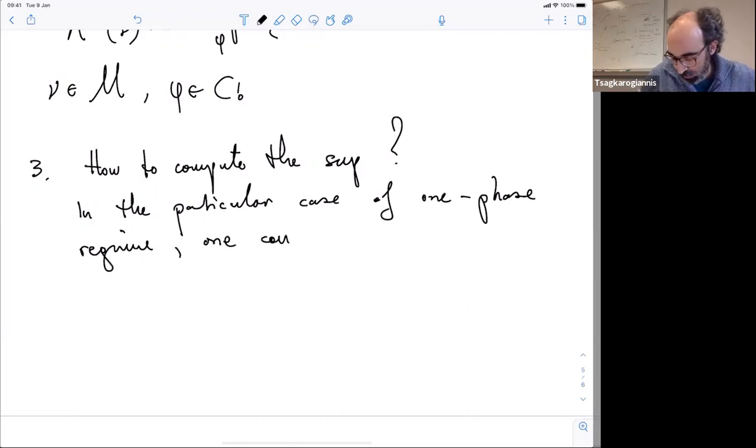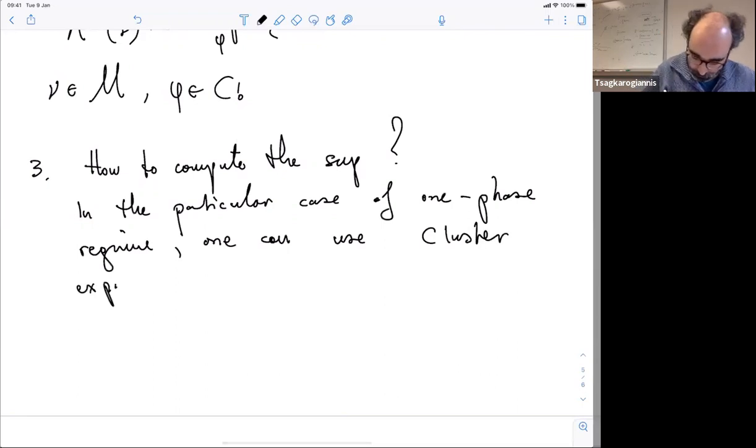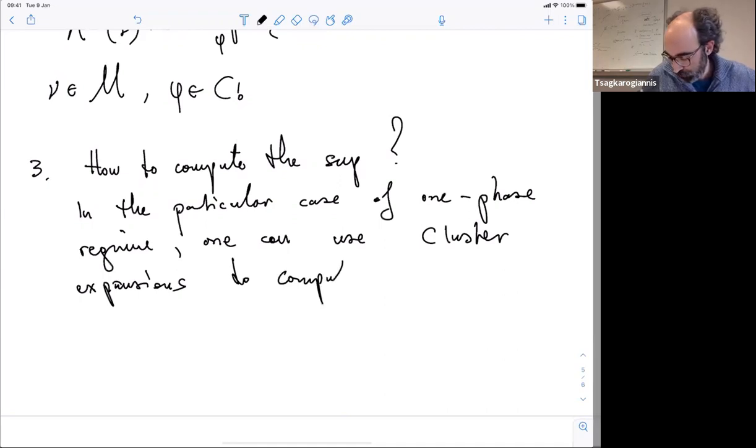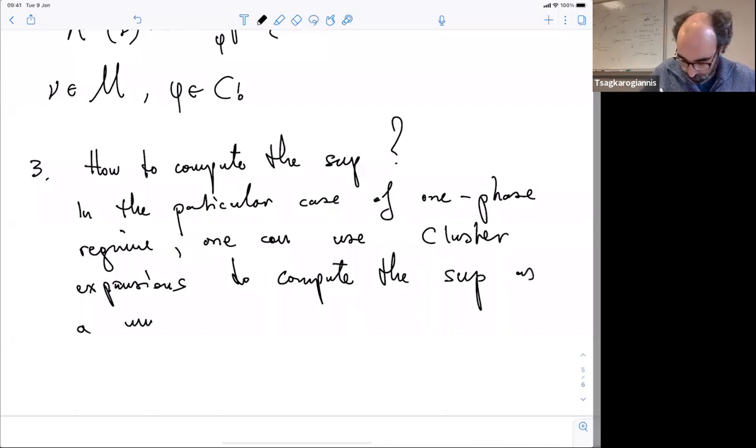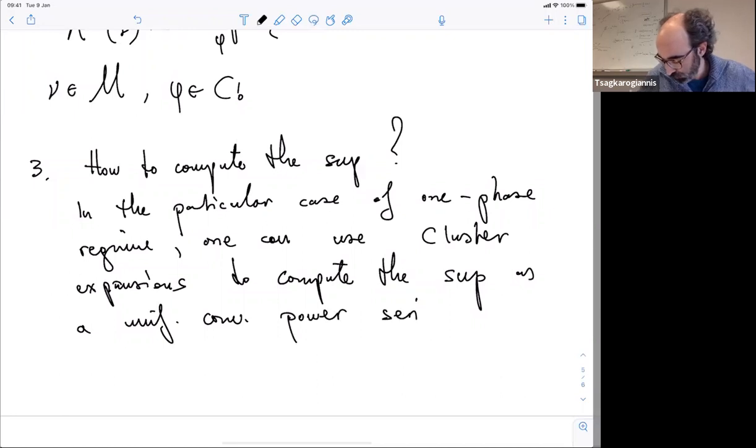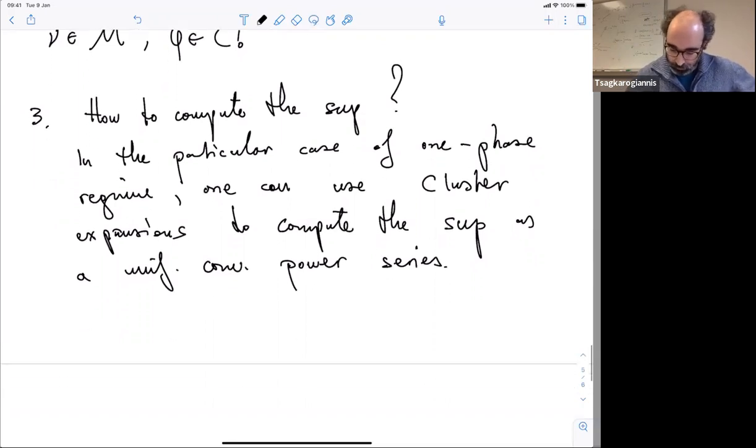one can use cluster expansions to compute the supremum as a uniformly convergent power series. This is a technique which comes from mathematical physics, a very well developed technique, and here we show how it combines with the large deviations setup.